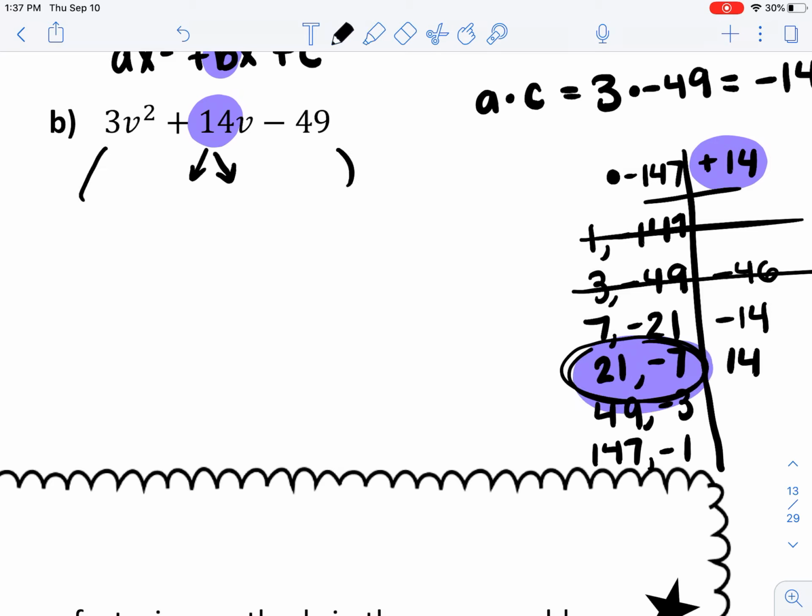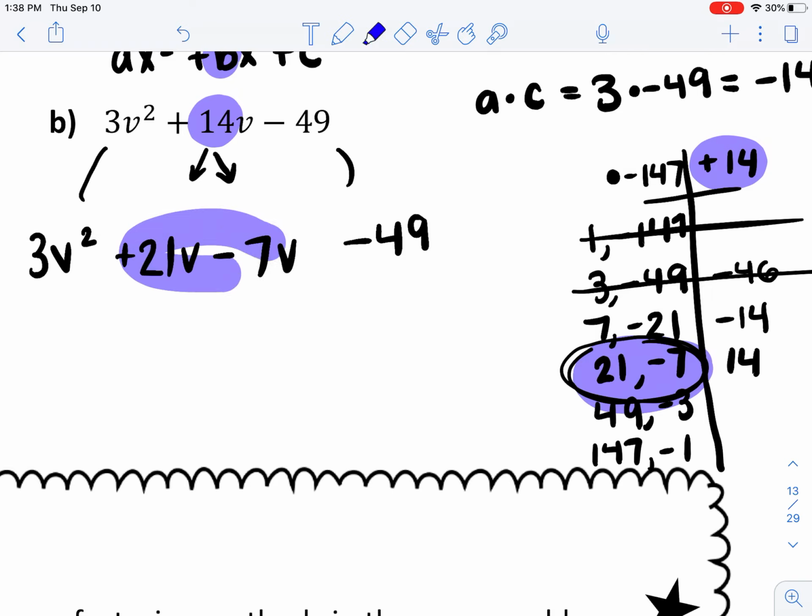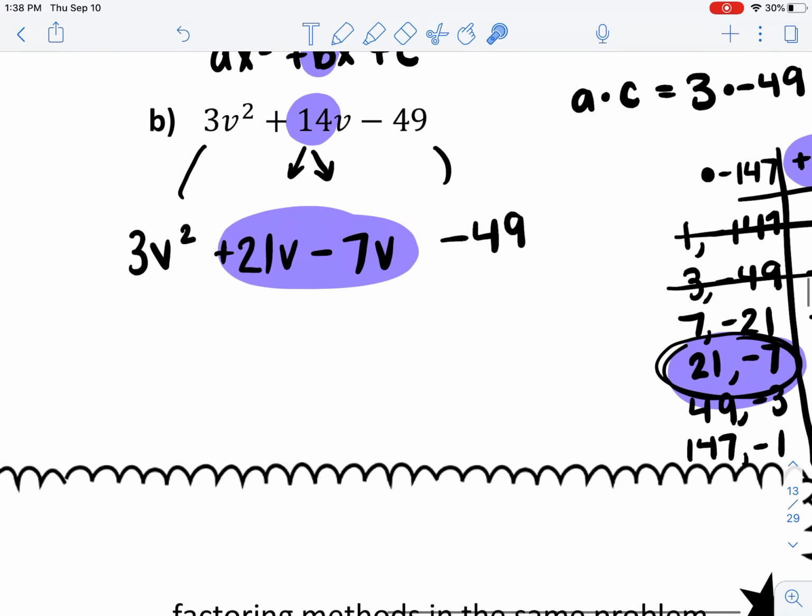So I bring down my first and my last term, 3v squared minus 49. And I need to split up the middle term. So instead of 14v, I need 21v minus 7v, because those are the numbers I got from my t-chart. Now I have 4 terms, which means I can factor by grouping. So I've got group 1 and I've got group 2. The GCF of group 1, I can divide these both by 3.